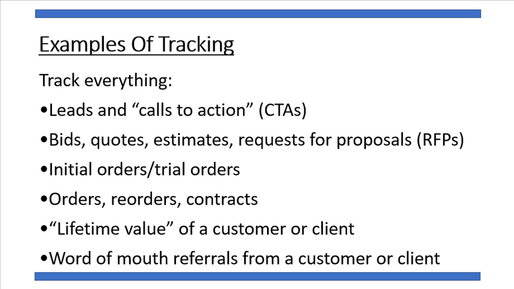So how would we then track if it's working aside from actual orders? I'm going to recommend that we track everything, which is leads, calls to action, how many bids we're able to give out, what our initial small orders are, what our reorders are, and I even like to track the lifetime value of a customer or client, meaning how much did they buy from us over the whole course of doing business with us. And you'll see at the bottom here, I even tack on word of mouth or referrals. I want to know how many new customers or clients came from those other customers or clients that I got from my original marketing efforts.